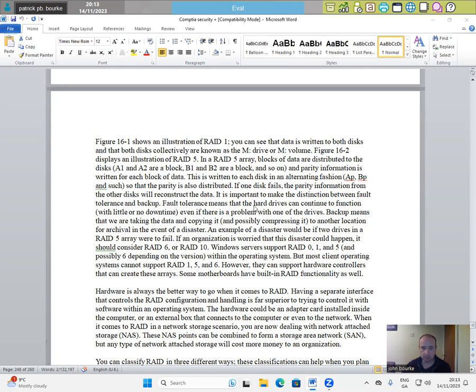Fault tolerance means that the hard drives can continue to function with little or no downtime, even if there is a problem with one of the drives. Backup means that we are taking the data and copying it and possibly compressing it to another location for archival in the event of a disaster. An example of a disaster would be if 2 drives in a RAID 5 array were to fail. If an organization is worried that this disaster could happen, it should consider RAID 6 or RAID 10.